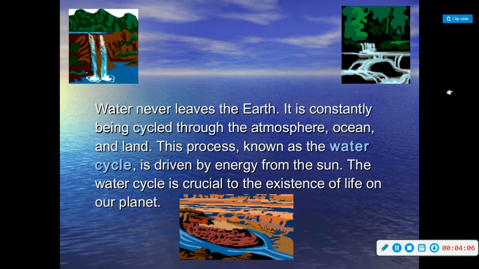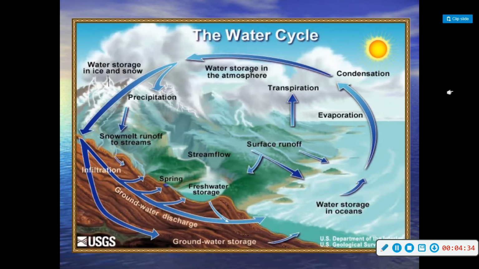So water never leaves the earth. It is constantly being cycled through the atmosphere, ocean, and land. This process is known as the water cycle. It's driven by energy from the sun. The water cycle is crucial to the existence of life on our planet. We need the water cycle to live, to keep everything in balance. If we didn't have the water cycle, oceans would overflow and then never get refilled and all that fun stuff.